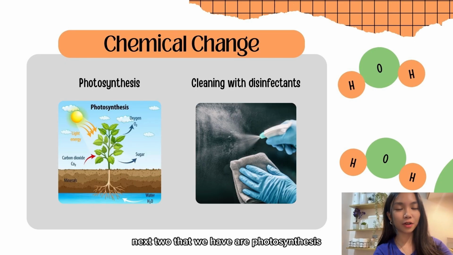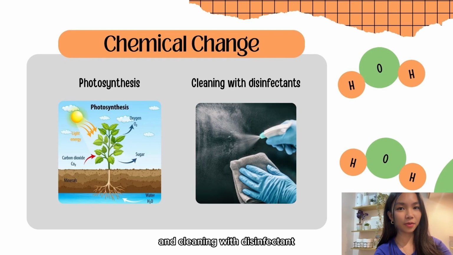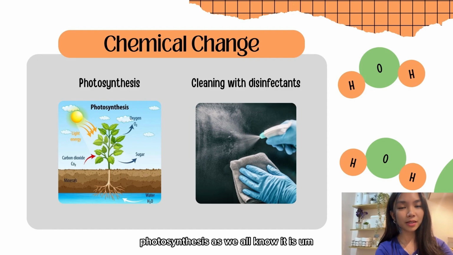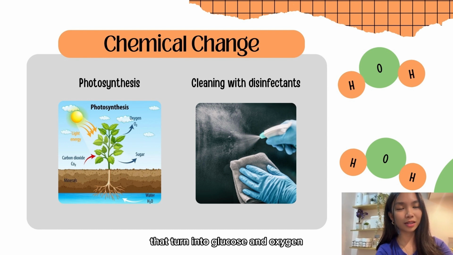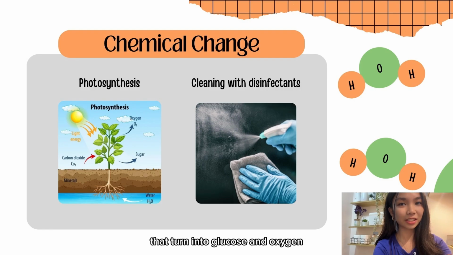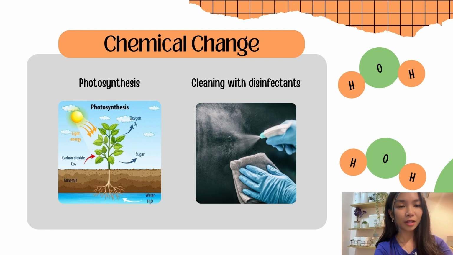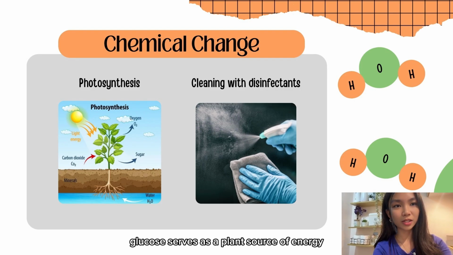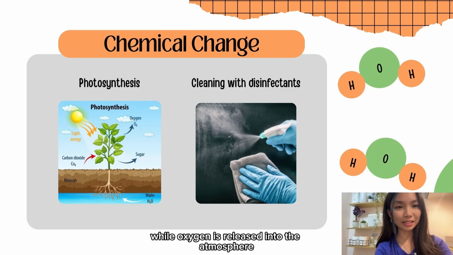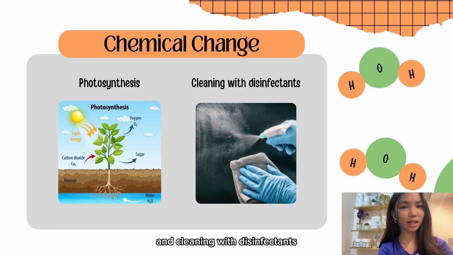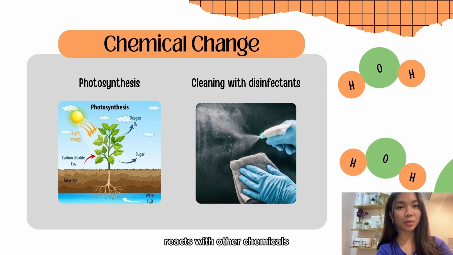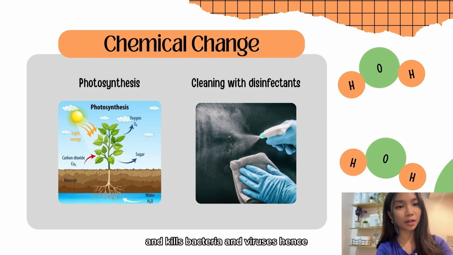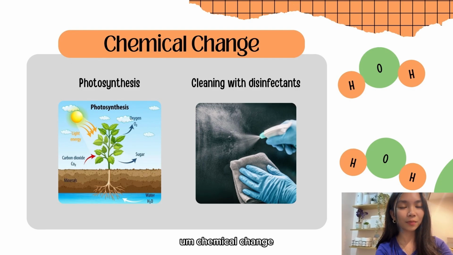So that we have our photosynthesis and cleaning with disinfectants. Photosynthesis, as we all know, is where water and carbon dioxide that plants absorb turn into glucose and oxygen with the help of sunlight. Glucose serves as a plant's source of energy while oxygen is released into the atmosphere. And cleaning with disinfectants generally reacts with other chemicals and kills bacteria and viruses, hence chemical change.